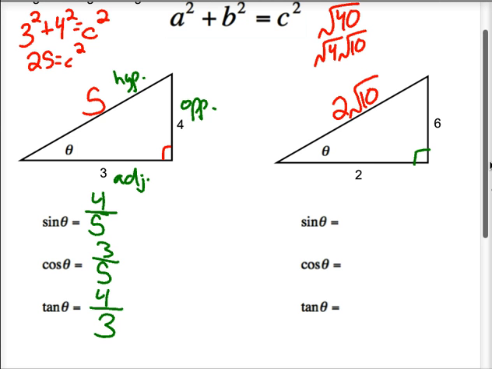All right, so sine of theta. Again, here we're talking about our adjacent side, opposite side, and our hypotenuse. So sine of theta, opposite over hypotenuse.